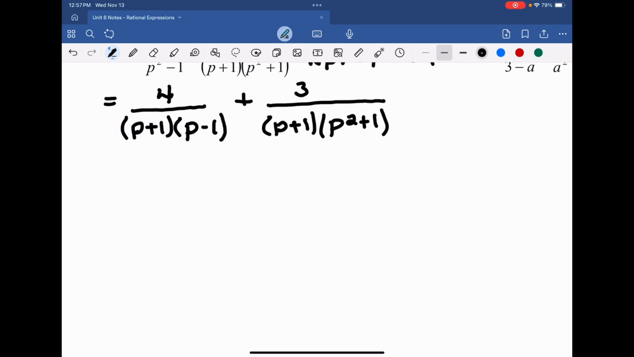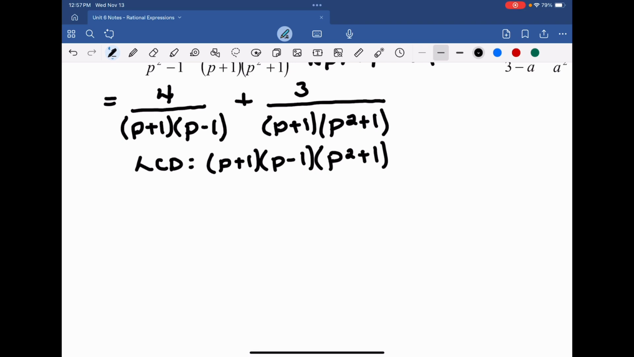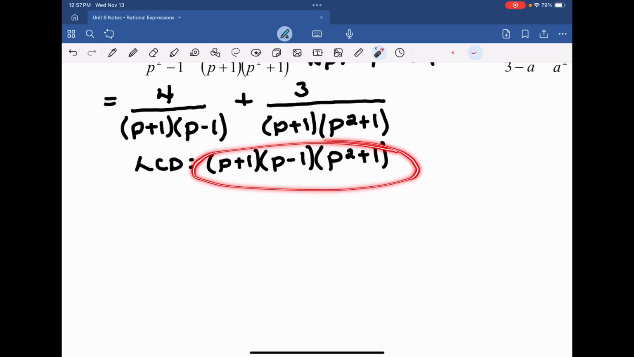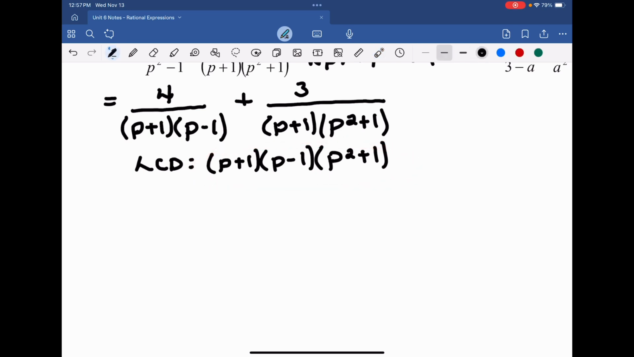Now, let's continue with our LCD here. So we're going to write our lowest common denominator, or LCD, is going to be the following. And maybe I should shuffle this over just in case we need the space. It's p plus 1, p minus 1, and then p squared plus 1. Now, why is it all three of these binomials? Because if we look at the denominators, they both share p plus 1, so we're happy with that. But one of them has p minus 1, the other one has p squared plus 1. In order for them all to match, we need them to have all three of them. So that's kind of an easy way to analytically look at this and decide what we're going to multiply it by.